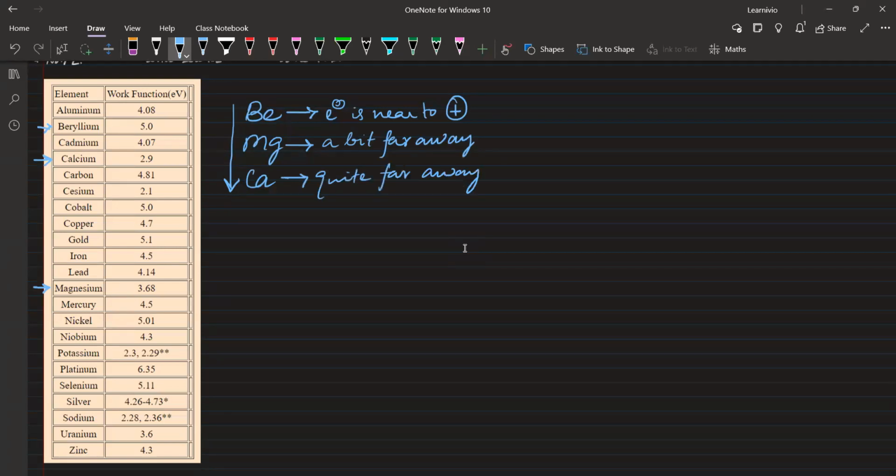Yes, sir. So that's the reason why Bohr came up with this idea that if the electron is near to the nucleus, or it can be a certain distance away, or it can be quite far away, and so on. So you can see how he understood about shells, or gave a theory on why beryllium has a higher work function than calcium and magnesium.